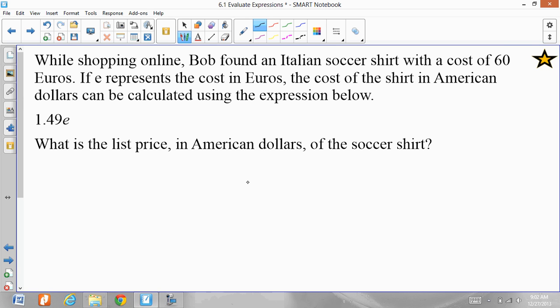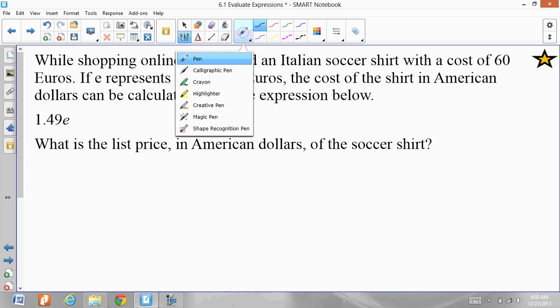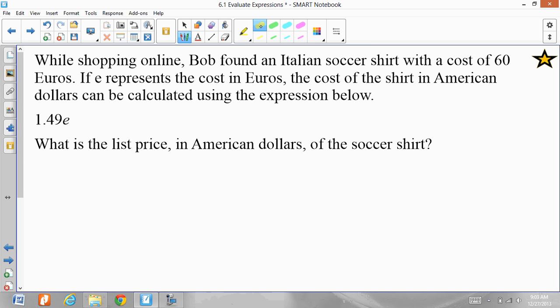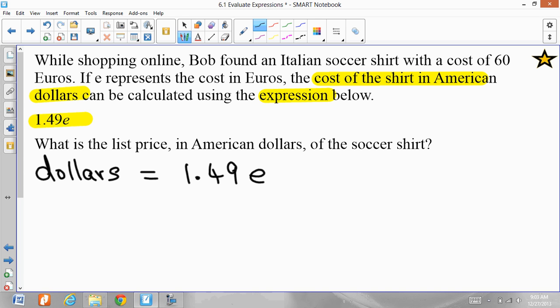All these questions are FCAT questions, so make sure that you are pausing the video, understanding the question, and let's begin together. So once again, in this case, I'm going to highlight and show you the expression is your starting point. You need to understand what the expression stands for. The cost of the shirt in American dollars can be calculated. So the cost in American dollars can be calculated. So this is the dollars. So the dollars is given as an expression 1.49E.